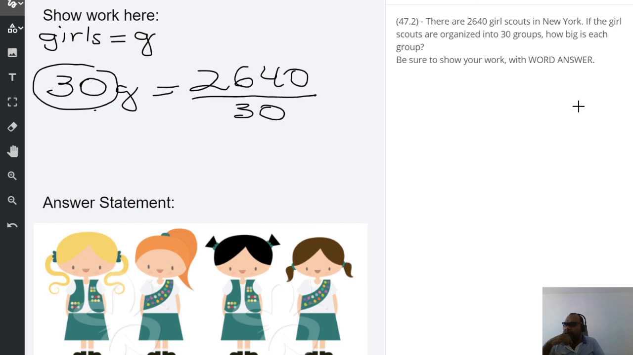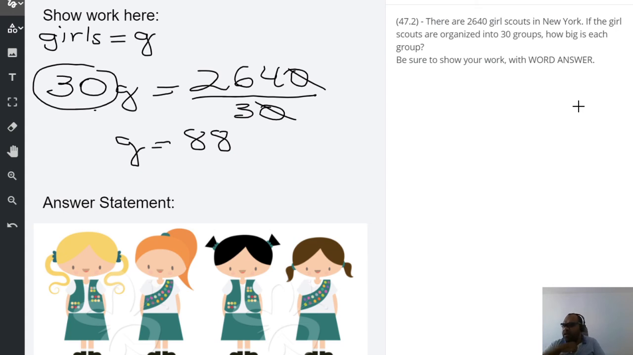Dividing by 30. Okay, 0 with 0, goodbye. 3, how many times 3 goes in 264? G equals, it is 88. 3 times 8 is 24 again, 88. 88 girls in each group.